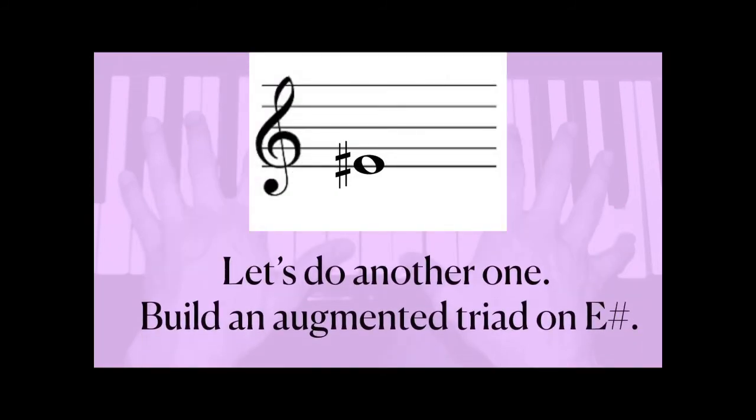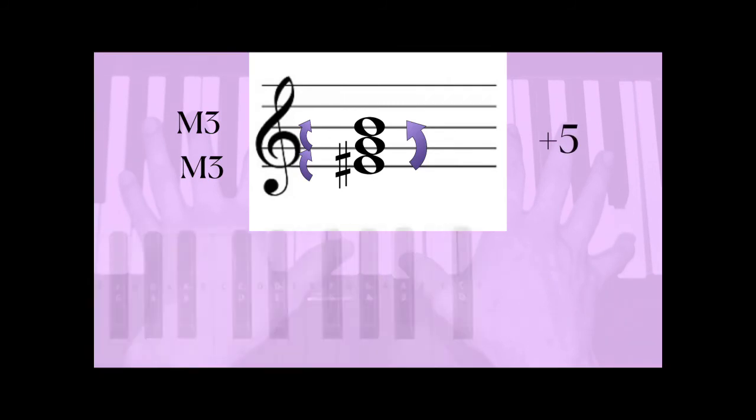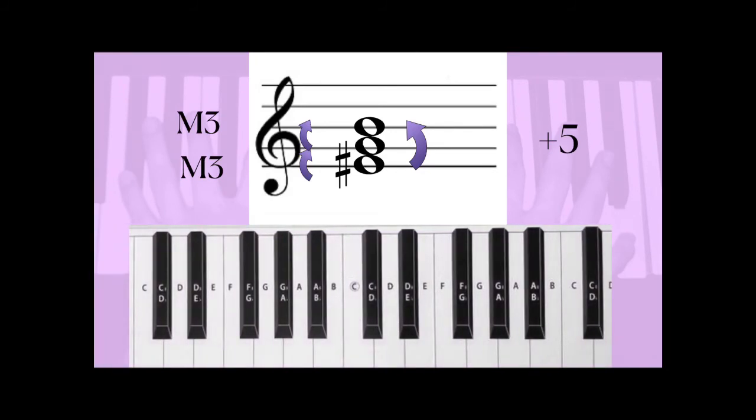Let's do another one. Build an augmented triad on E sharp. Well, we know that we need line, line, line because it will be an E to some kind of a G and some kind of a B. We know we need a major third on the bottom and a major third on the top and an augmented fifth between the root and the fifth in order for the quality to be augmented. So let's count our half steps to calculate our major thirds. Starting on an E sharp, 1, 2, 3, 4 half steps up.